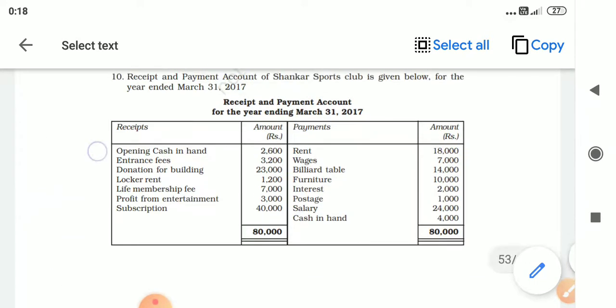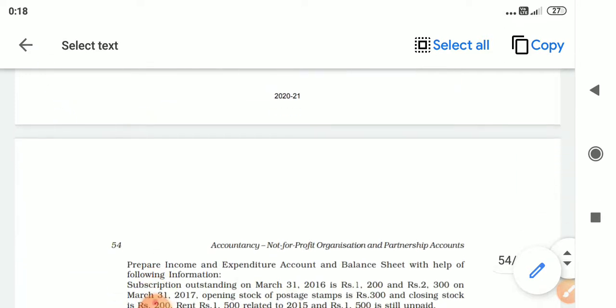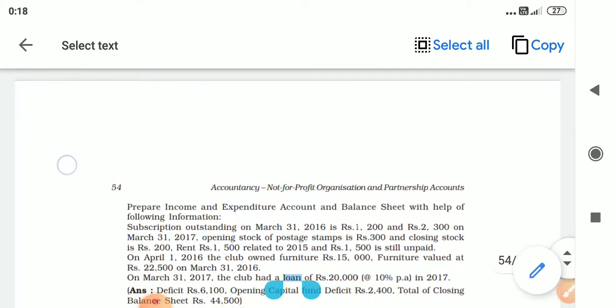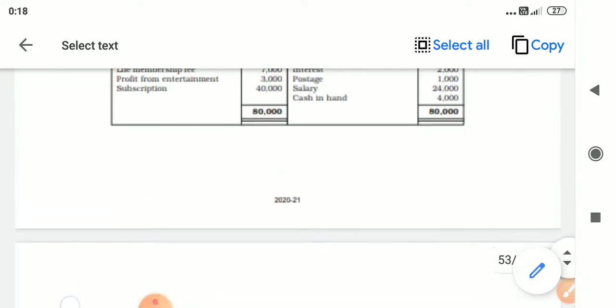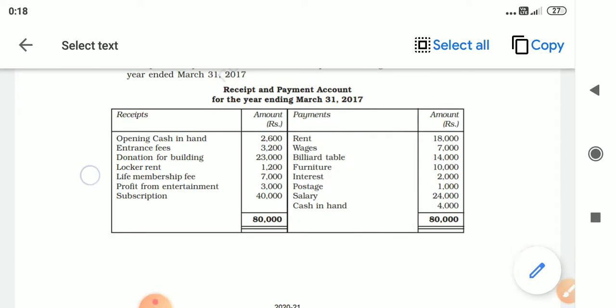Opening cash balance, asset side of opening balance sheet. Entrance fee, income. Donation for building becomes a specific donation, so liability side of closing balance sheet. Locker rent. Do we have locker rent here in the adjustment? No, we just have rent. We don't have locker rent. So locker rent is an income. Life membership fee, liability side of current balance sheet.